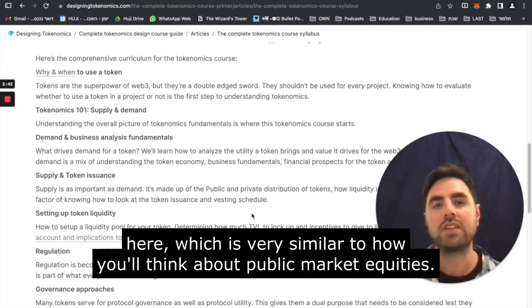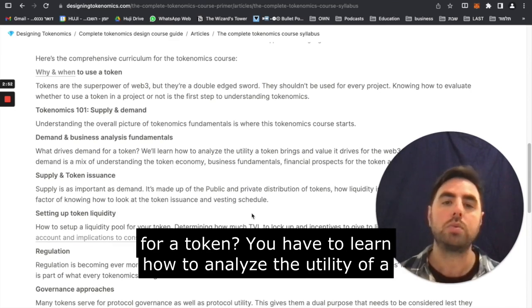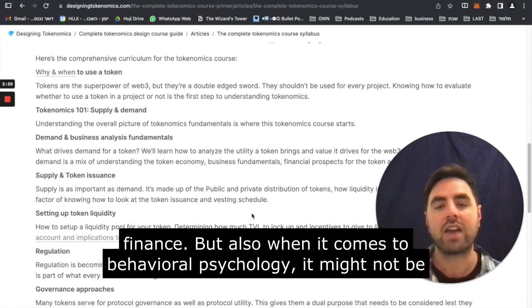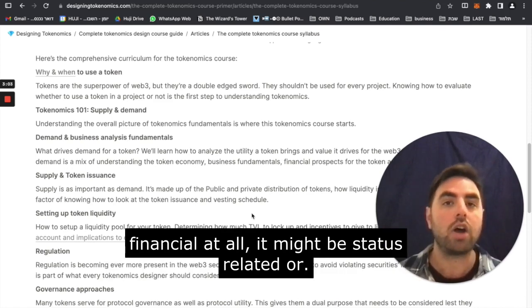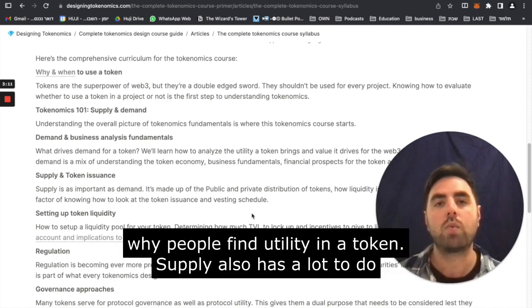Here, which is very similar to how you'll think about public market equities, there are a lot of similarities between that and how tokens exist. And so what drives demand for a token? You have to learn how to analyze the utility of a token, what brings it value, who cares about it, especially in terms of finance, but also when it comes to behavioral psychology, it might not be financial at all. It might be status related, or it might be art related. There might be a myriad different number of reasons why people find utility in a token.